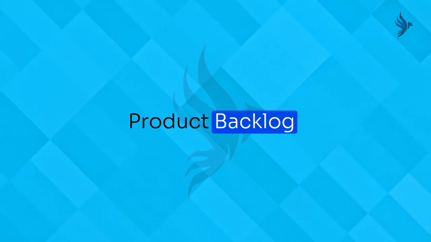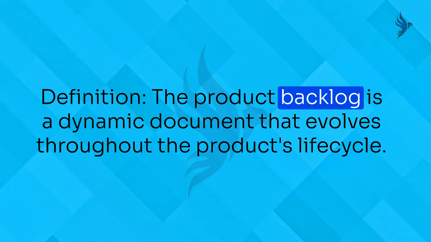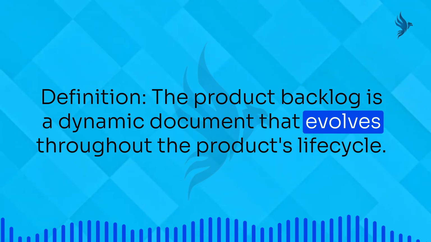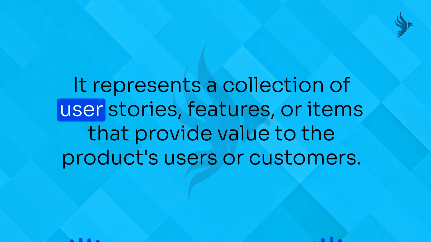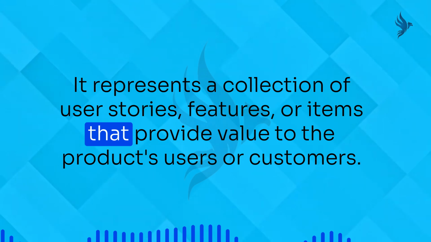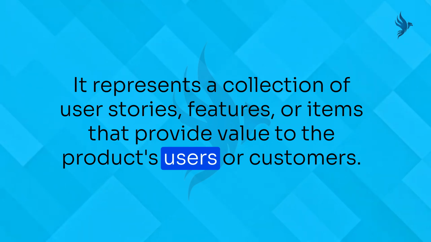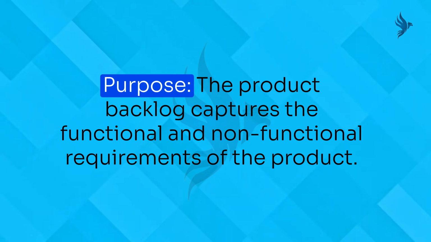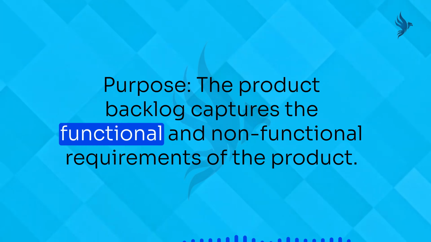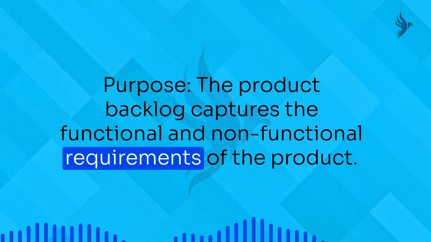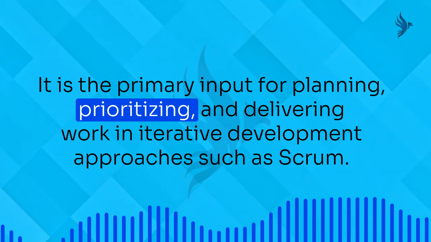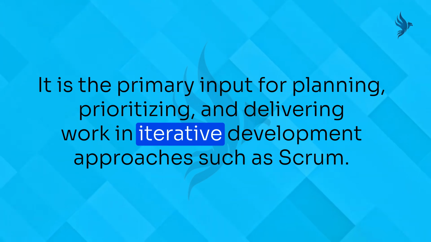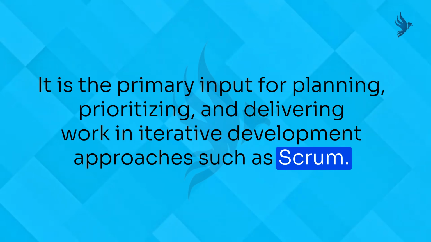Product backlog. Definition: the product backlog is a dynamic document that evolves throughout the product's life cycle. It represents a collection of user stories, features, or items that provide value to the product's users or customers. Purpose: the product backlog captures the functional and non-functional requirements of the product. It is the primary input for planning, prioritizing, and delivering work in iterative development approaches such as Scrum.